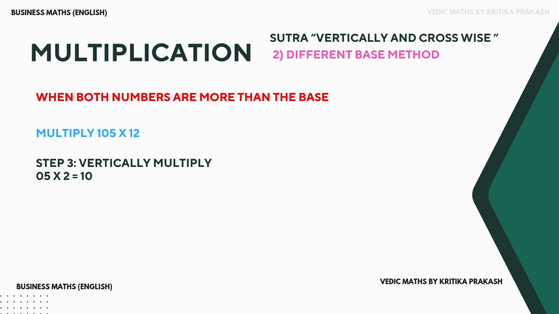Now keeping both the values together, that is from the cross addition and from the vertical multiplication, we have 125 and 10 as the values. So we would be carrying forward the 1 towards the 5 to make the answer 1260. This would form the final answer for the multiplication question.